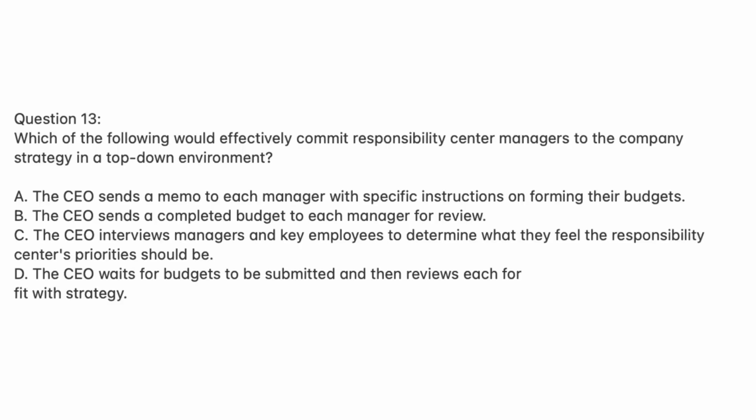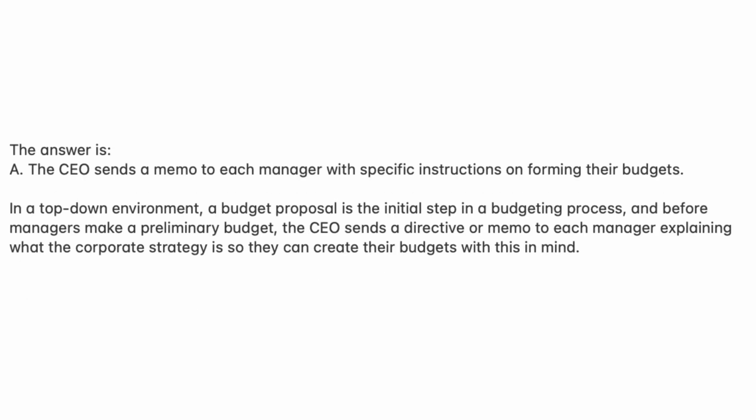Question 13. Which of the following would effectively commit responsibility center managers to the company strategy in a top-down environment? A. The CEO sends a memo to each manager with specific instructions on forming their budgets. B. The CEO sends a completed budget to each manager for review. C. The CEO interviews managers and key employees to determine what they feel the responsibility center's priorities should be. D. The CEO waits for budgets to be submitted and then reviews each for fit with strategy. The answer is A. The CEO sends a memo to each manager with specific instructions on forming their budgets.